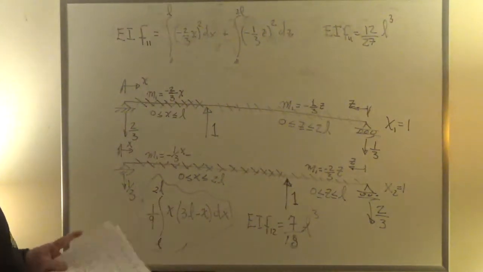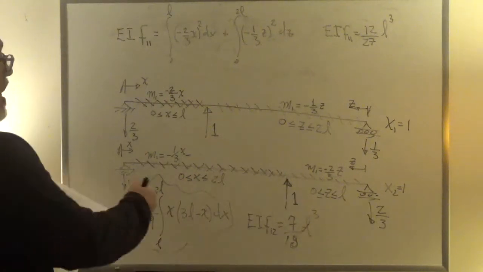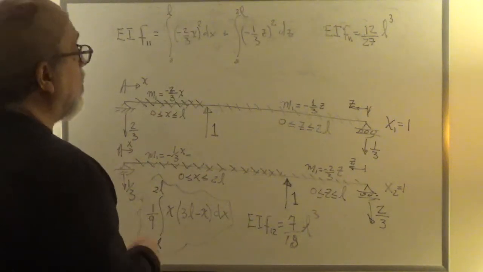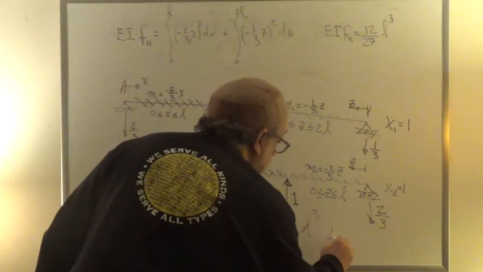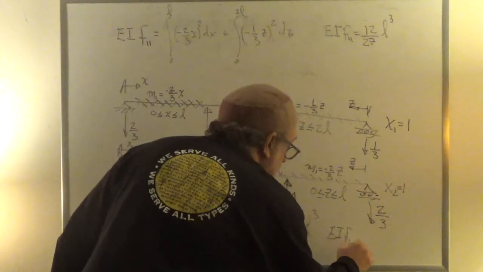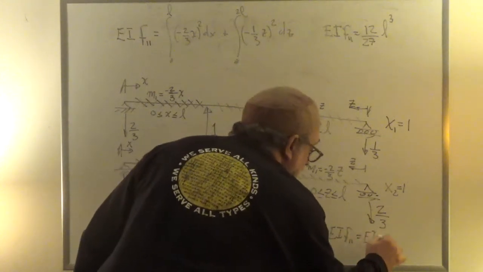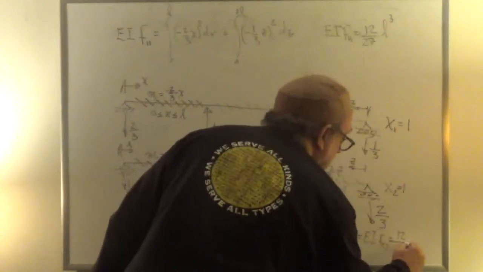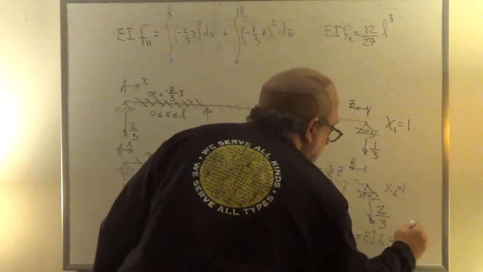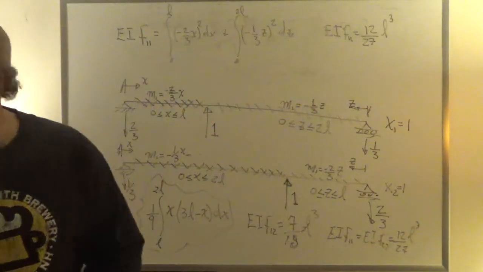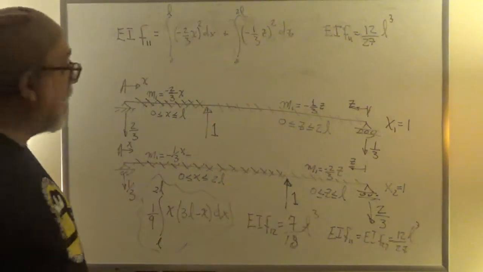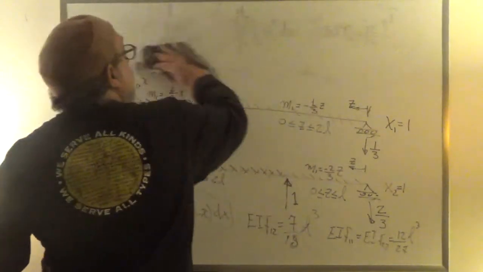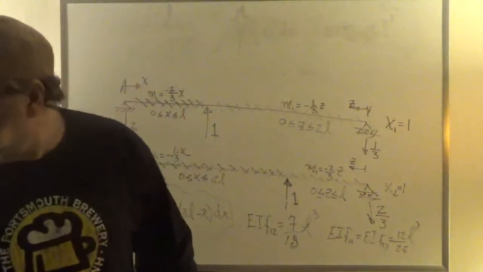By inspection, we notice that we have the same thing for the F22, and so I'll write them over here. So EI F11 equals EI F22 equals 12/27 of L cubed, right? Now we go to the last step, which is to calculate the delta 1 and the delta 2 on the formulation. Clean it up a little bit.